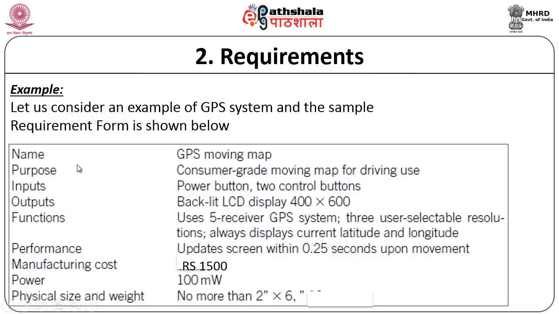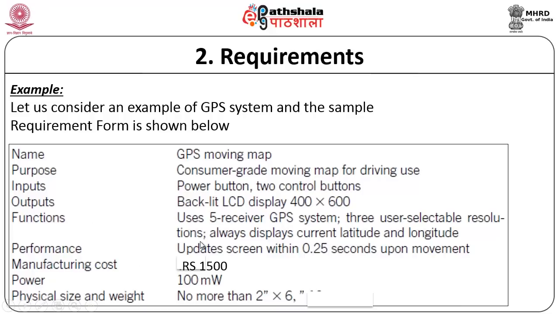So the name, the customer has to fill up: GPS navigational indicator or GPS moving map. Then purpose: a consumer grade moving map for driving usage. Then the inputs, how many inputs they will require: the power button as well as two control buttons. And what should be the output? Output should be in map form, so we need an LCD display. Maybe they need a 400 by 600 LCD display.